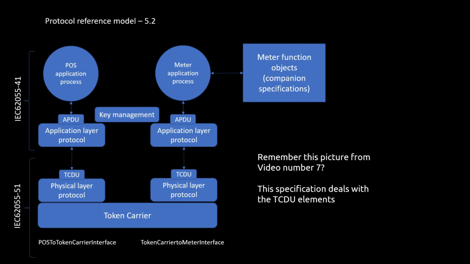So this essentially 5.2 will show you the protocol reference model that 51 deals with. We've spoken about the 41 section of it, which is the POS application process and the meter application process. We are now essentially dealing with the TCDU elements covered by 51. And this picture you may remember from video number 7.